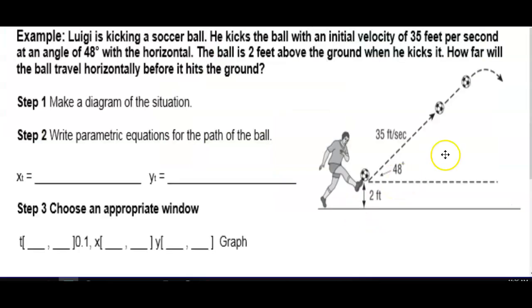All right, so we're going to apply this to this situation, and then I'll show you exactly how we can calculate those things. So Luigi is kicking a soccer ball. He kicks the ball with an initial velocity of 35 feet per second. That is our v sub 0.